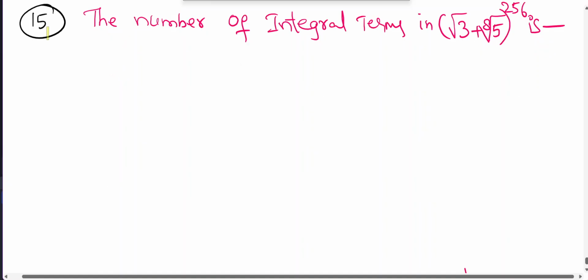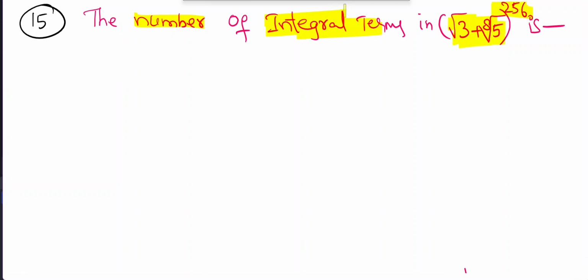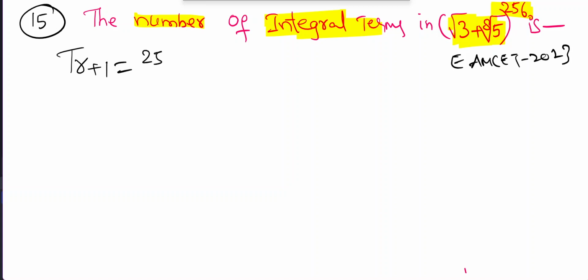This is for the 15th question. The number of integral terms in the expansion of root 3 plus 8th root of 5, whole to the power of 256, is dash. This is a TS EAMCET 2023 question. First write down the Tr plus 1 term. So Tr plus 1 is equal to nCr, this is 256Cr, 3 to the power of 256 minus r by 2 and 5 to the power of r by 8.